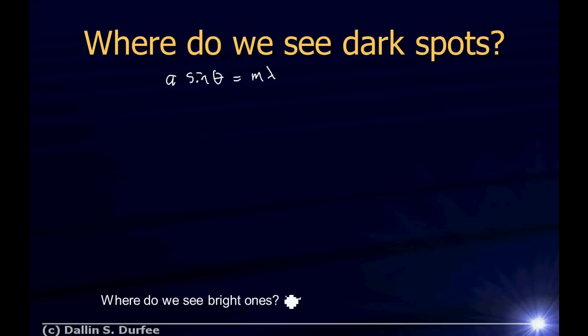Well, it turns out it's harder to make a simple argument like that. The bright fringes actually appear somewhere between the dark fringes, but not exactly halfway in between. So I'm not going to give you a simple equation to find out where the bright fringes are. But this equation will tell you where the field goes to 0 in the diffraction pattern for a single slit. All right? Okay.